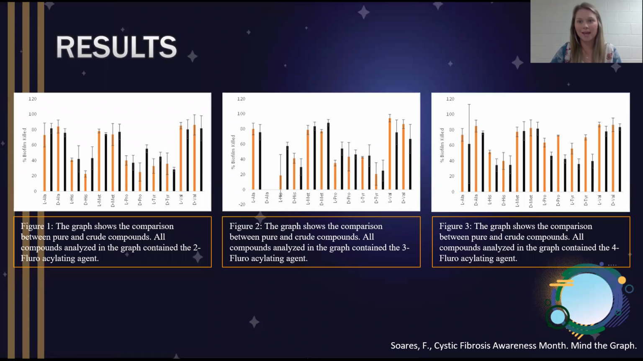On the screen, I have a couple of the graphs from my results. Figure 1 is using the 2-fluoroacylating agent. Figure 2 is the 3-fluoroacylating agent, and figure 3 is the 4-fluoroacylating agent. These graphs also show the comparison of the pure versus crude compounds and their effectiveness of killing the Pseudomonas aeruginosa biofilm. Thus far, we have not really seen a huge difference in the evaluation of crude and pure product. However, this process can be improved by trying different filtration methods other than size exclusion.